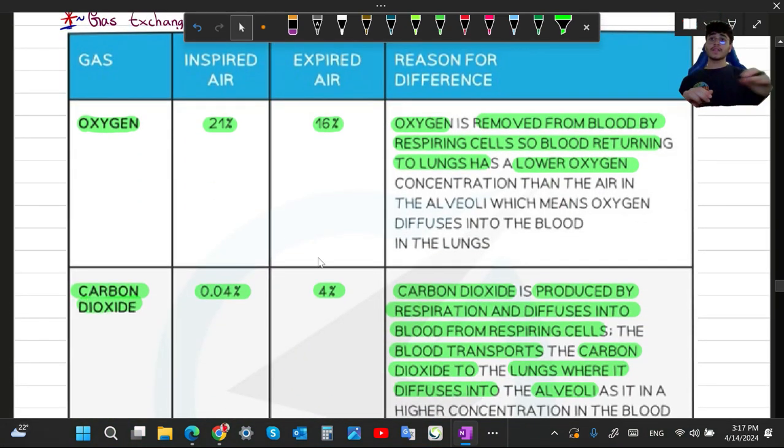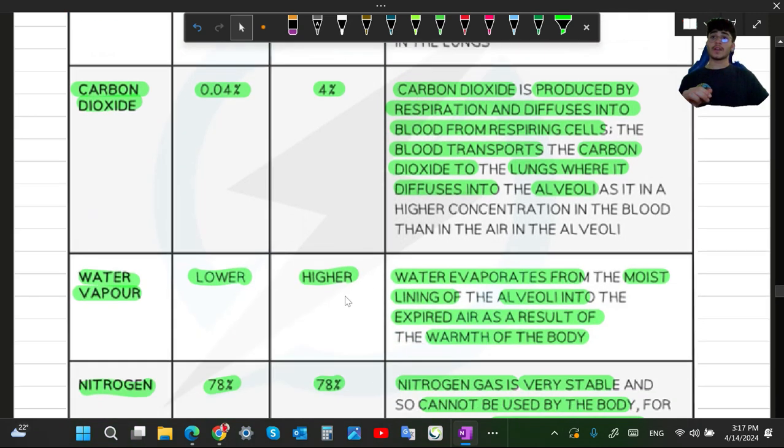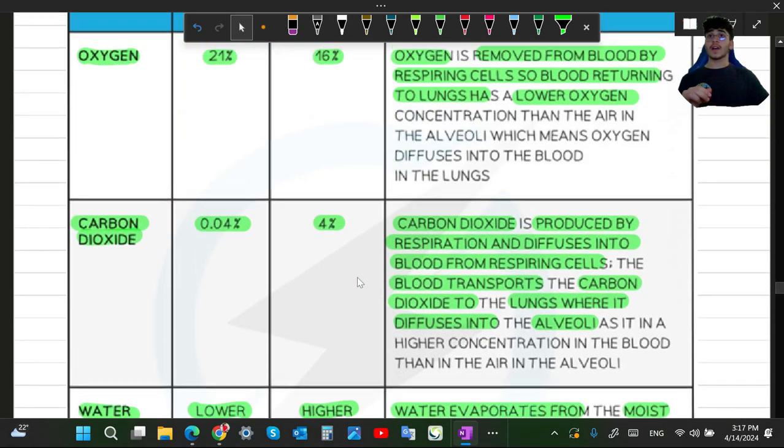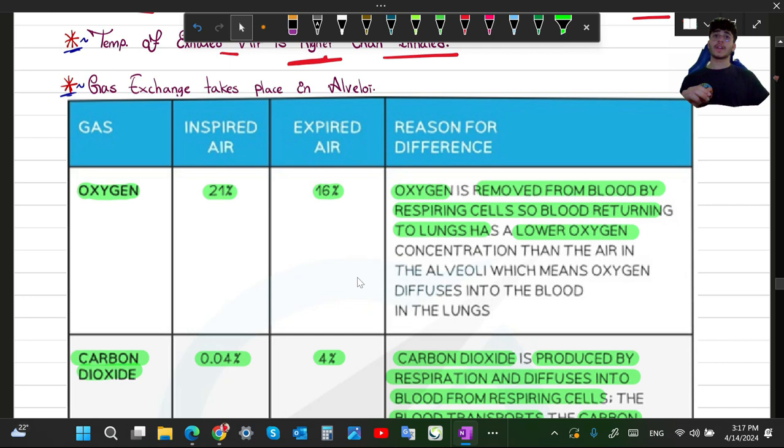So these are the four different gases, and they're inspired and expired air, and the reason for such a difference. So oxygen, we inspire 21%, as this is the atmospheric air, and we expire 16%. The reason for this is because the oxygen is removed from our blood by respiring cells, because the blood returning to the lungs has lower oxygen.